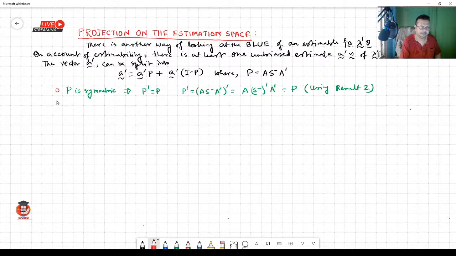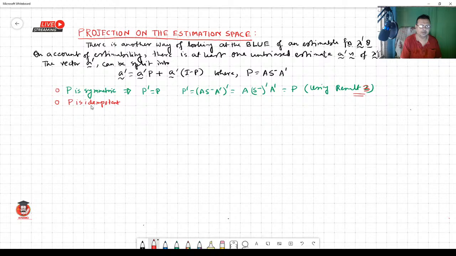Next property. I think result 3, please check. I think it is result 3. Okay, this should be result 3. Next, P is idempotent. Can you tell me, is it result 3? I denote this result by result 3. Please check and tell me.